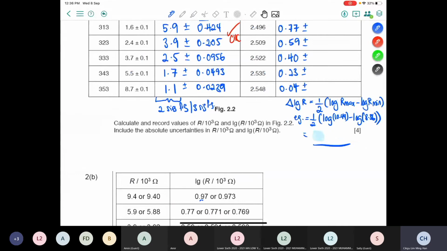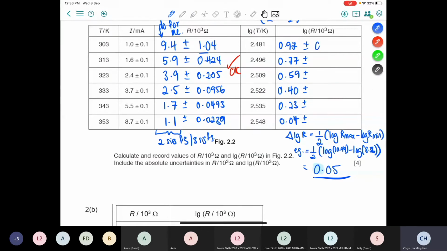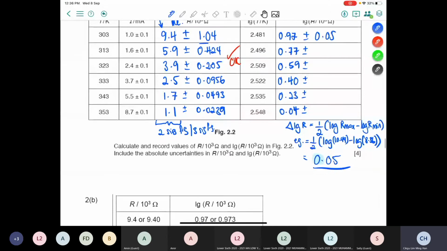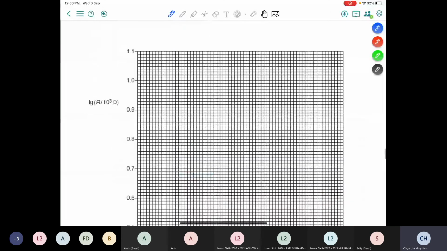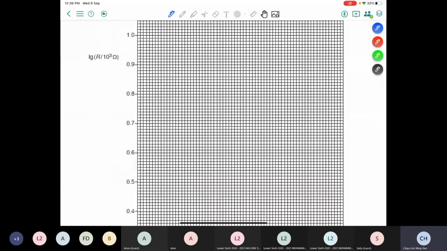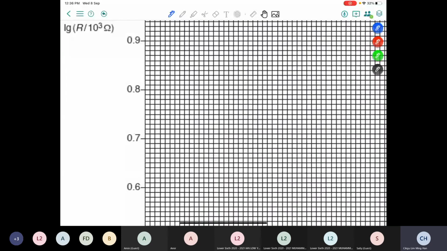Oh, sorry. 0.05. So the uncertainty here will become 0.05. Wow, very hard to plot. Let me see the graph. This is your log R. So if you look at the log R, the smallest will be 0.71, 72, 73, 74, 75. So 71, 72, 73.